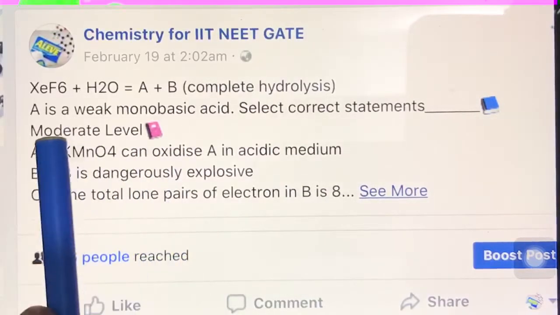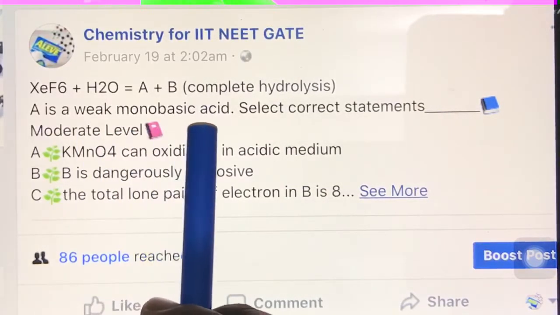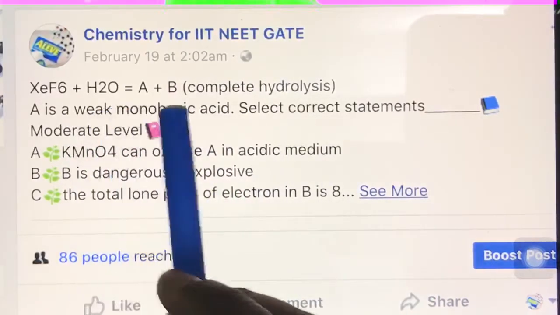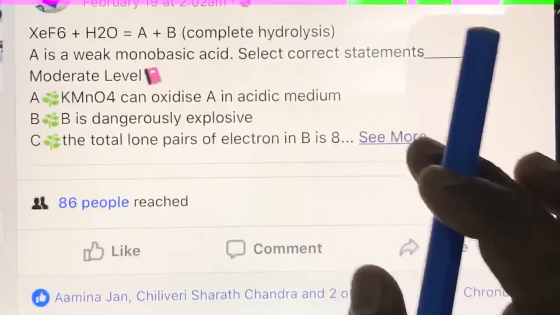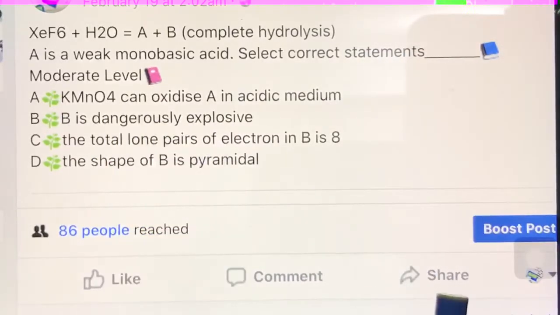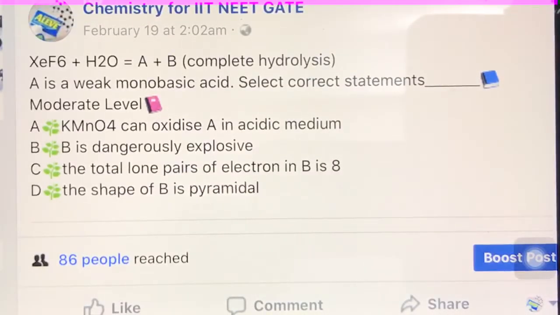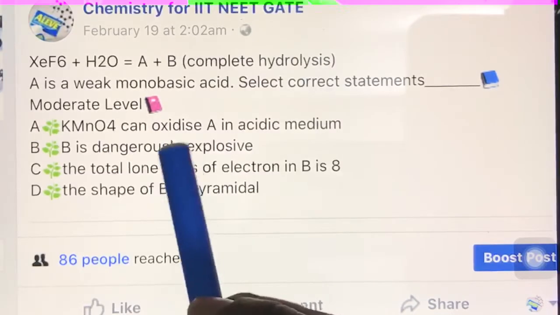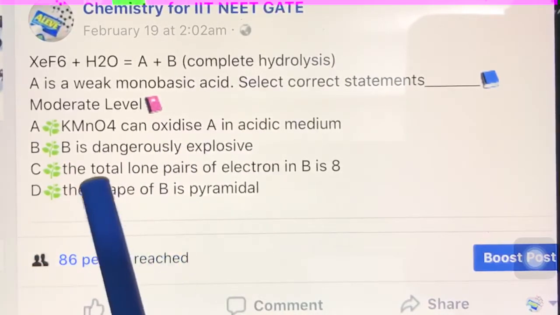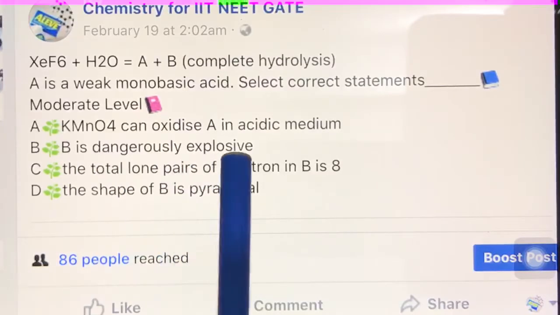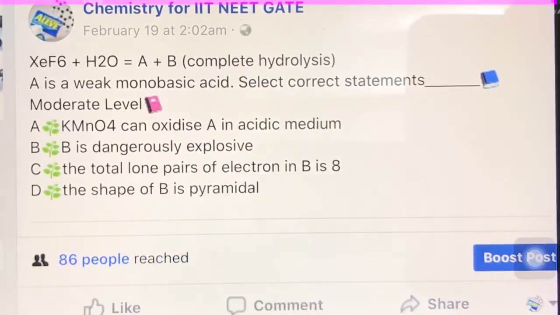The first is, KMnO4 can oxidize A in acidic medium. The oxidation of HF is not possible by KMnO4. Although KMnO4 is a very good oxidizing agent, it can't oxidize HF. So the first is absolutely wrong. Coming to the next, B is dangerously explosive. This is absolutely correct. Xenon trioxide, that is XeO3, is explosive in nature.